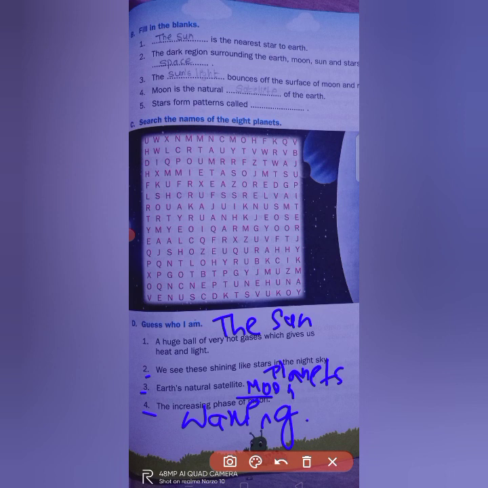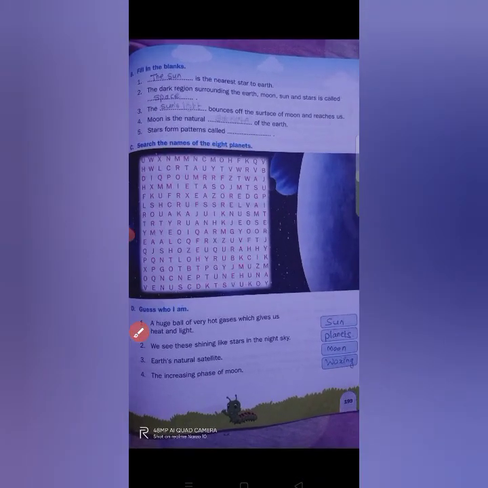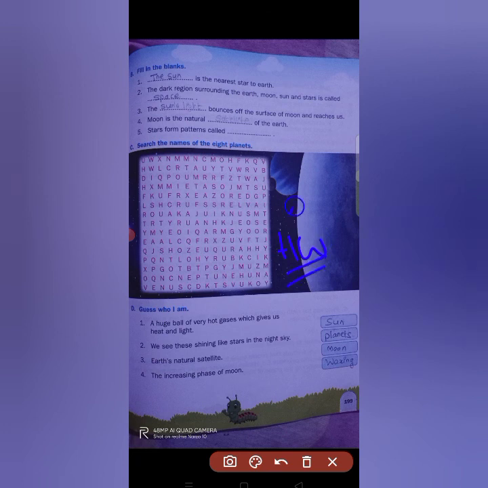Write all these answers in your textbook. So you'll get the answers here. This will be your homework: finding the other remaining 7 planets.